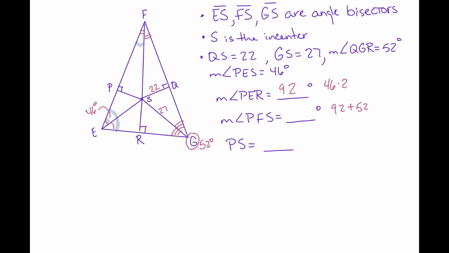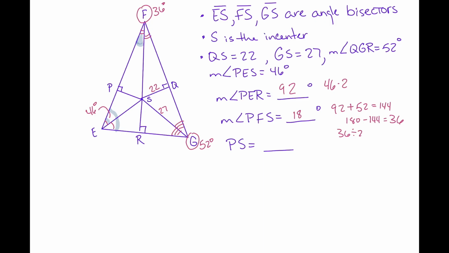So if I take these and add those together, I'm going to go 92 plus 52, and I get 144. Now I'm going to take 180 and subtract 144, and I get 36. So this whole angle here is 36 degrees. I only want half of it, I only want this half. So 36 divided by 2 is 18.